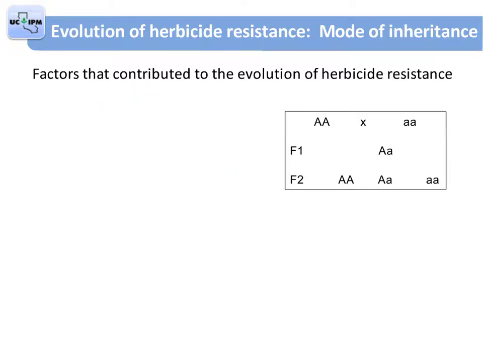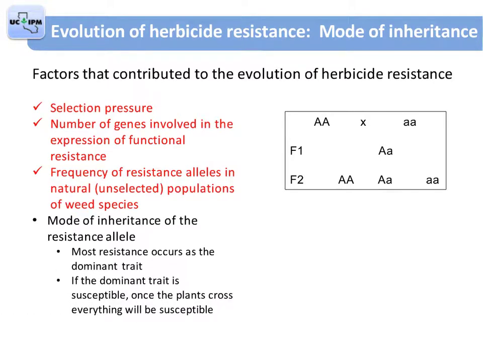When the resistance is a recessive trait, every time you cross susceptible with resistant plants, the F1 progeny is susceptible to the herbicide. In this case, you need homozygous resistance to survive the herbicide treatment, and that is why most of the resistant cases are controlled by the dominant gene. We have very few examples of resistance controlled with a recessive gene. One example is yellow star thistle resistance to picloram.